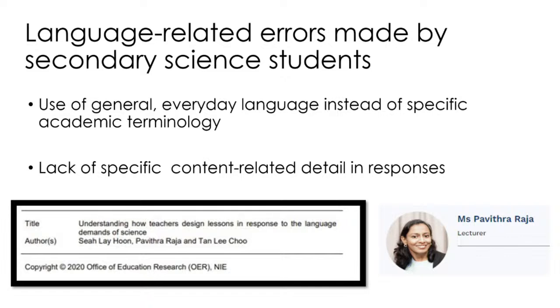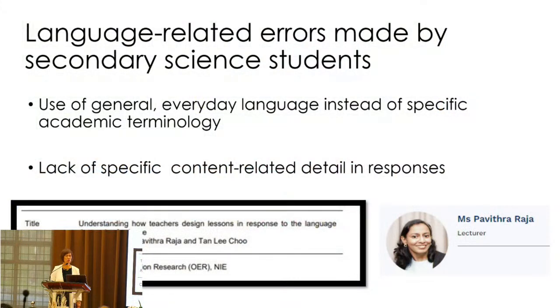Firstly, the researchers found that students, when they answered test questions, assignment questions, would use general everyday language instead of specific academic terminology, and this cost them marks. Secondly, they also found that because some of the students didn't have high levels of language proficiency, they would write very short answers because they had to answer in English. So let me give you some examples. So science teachers, this one is especially for you. Don't worry, maths teachers, I've got something coming up for you too.